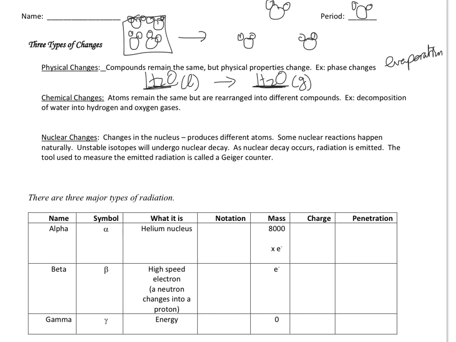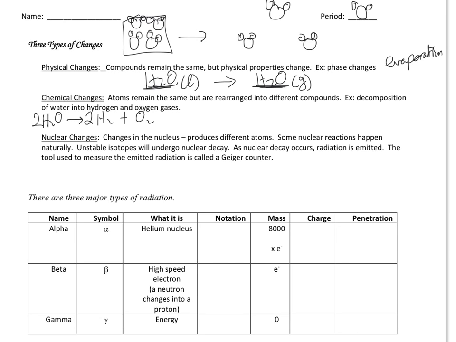Then we have chemical changes, and we're going to talk about chemical changes a lot throughout this year. Chemical changes alter the compounds or alter the formulas, but the atoms, or the types of atoms, the elements that are involved, remain the same. So the atoms remain the same, but are rearranged into different compounds. For example, the decomposition of water into hydrogen and oxygen. So if I were to write a chemical equation for it, H2O would turn into H2 and O2. Remember, hydrogen and oxygen are diatomic. And just for fun, to balance it, you got 2 and 2.